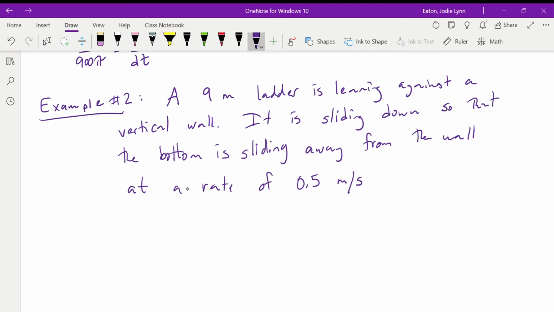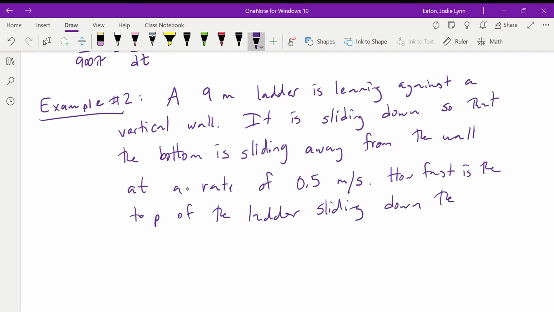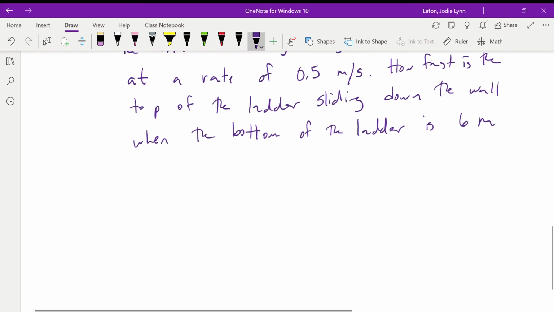How fast is the top of the ladder sliding down the wall when the bottom of the ladder is 6 feet? Let's go 6 meters. I'm not going to make you do that conversion. 6 meters from the wall.